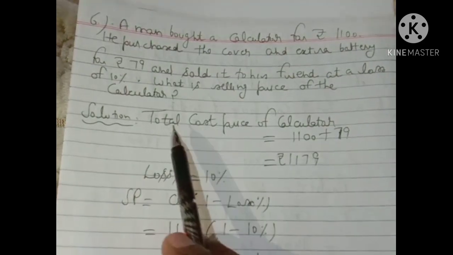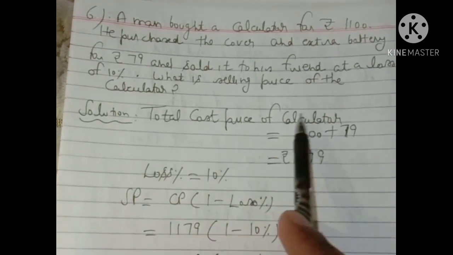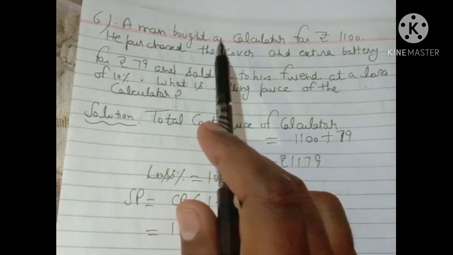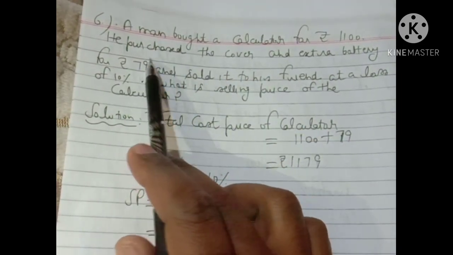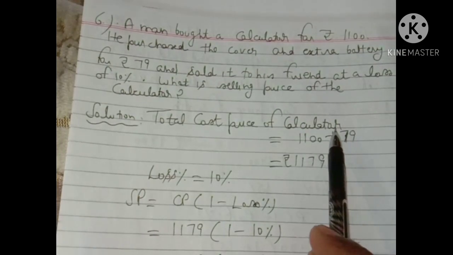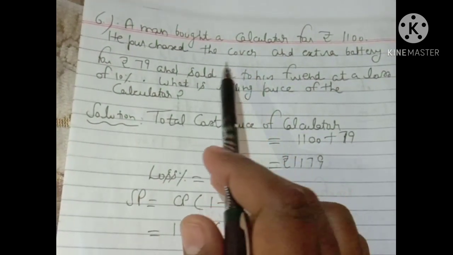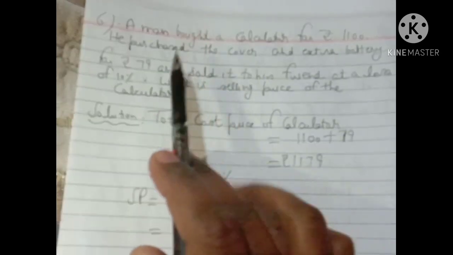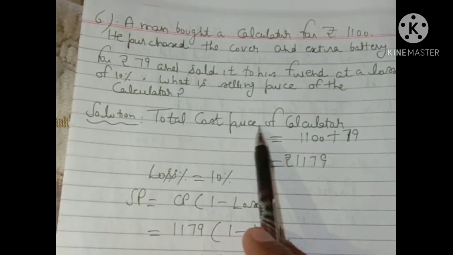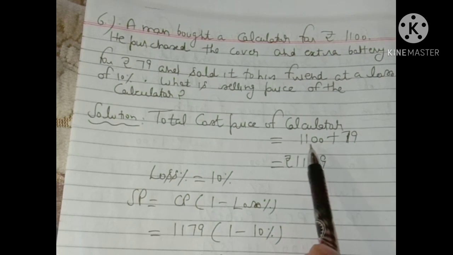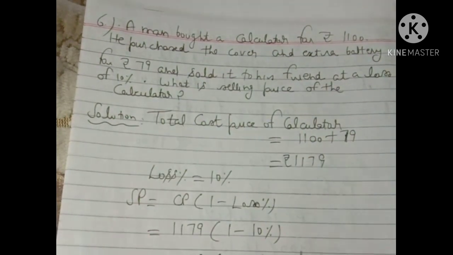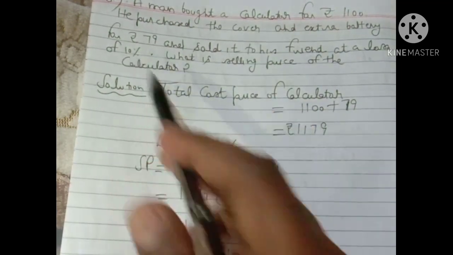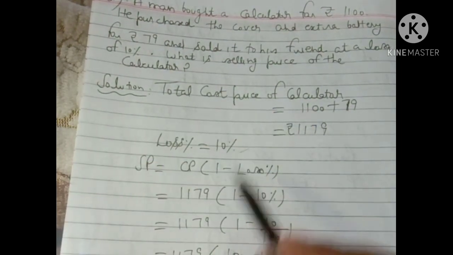Now first of all the total cost price of the calculator is 1100 plus the money he has spent on the calculator also, that is 79. So the extra money which he has spent for buying the cover and the battery is also a cost price for the person. The total cost price of the calculator becomes 1100 plus 79, which is 1179. And the loss percentage is already given, that is 10%.